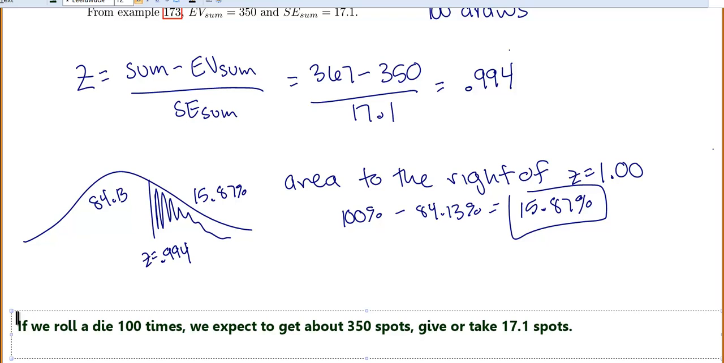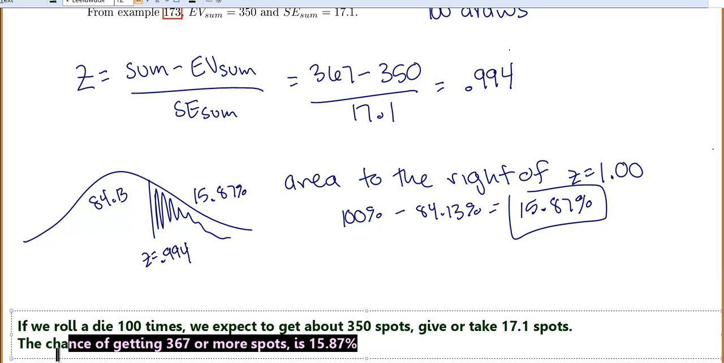Okay, and now we can go into even more depth. The chance of getting 367 or more spots is 15.87%. So that's what we just barely learned how to do, is to add in that information.